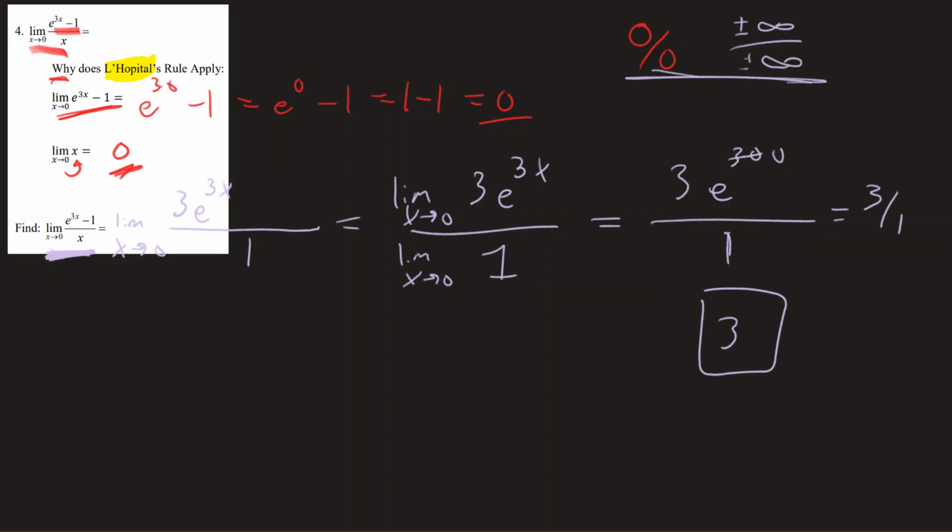Now, I have no idea what this graph looks like, but you could graph it in your calculator if you wanted to check this answer. Look at the y values as x gets closer to 0, and from the left and from the right, it should be approaching 3 to confirm that that is true.